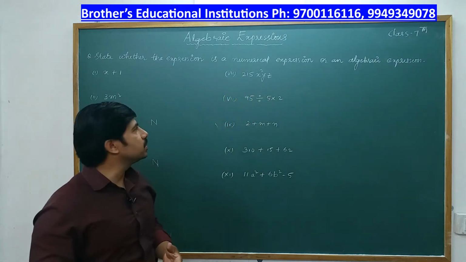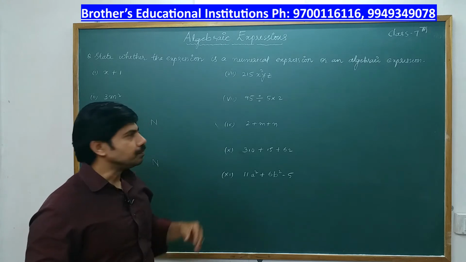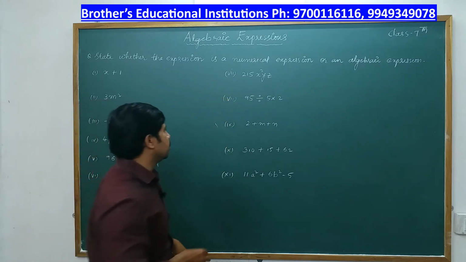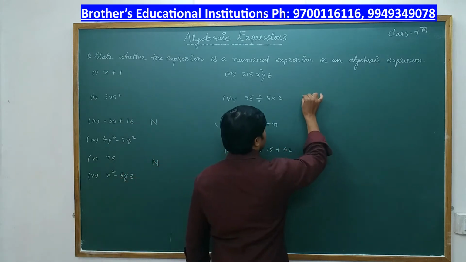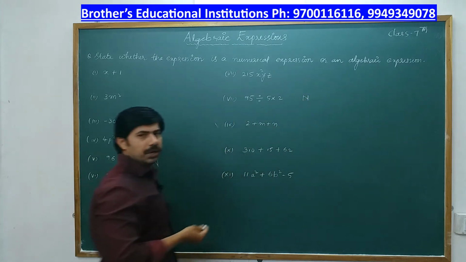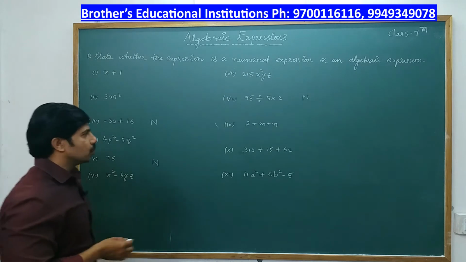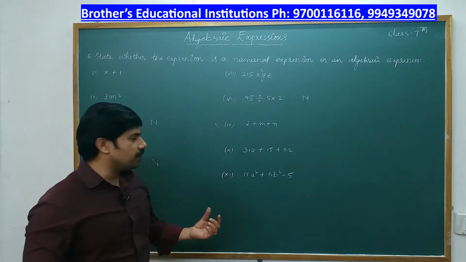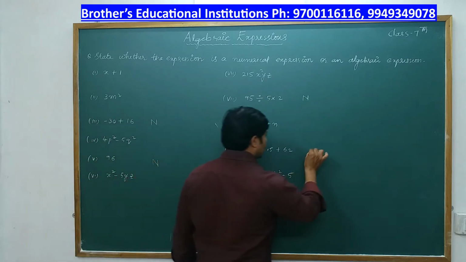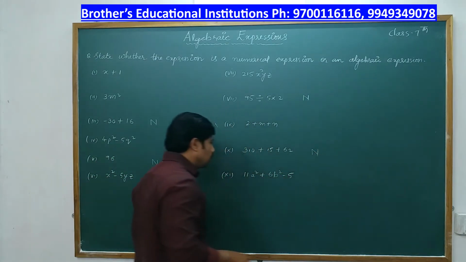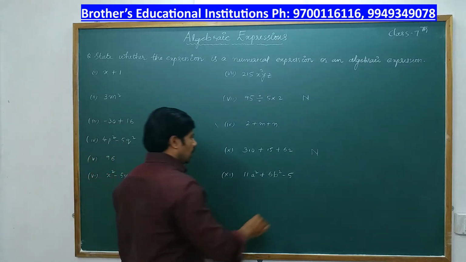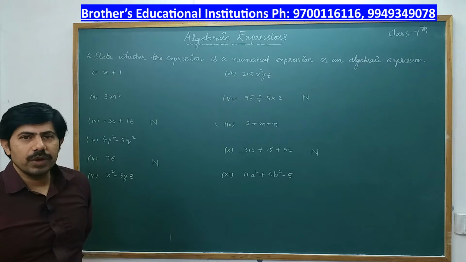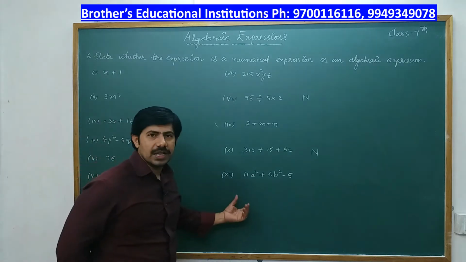So with variables we have a coefficient, it comes under algebraic expression. And 95 divided by 5 into 2, that is numerical, we don't have any variable in this. So 2 plus m plus n is an algebraic expression. 15 plus 62, we don't have any variable, so it is a numerical expression. And the last in this is 11a square plus 6b square minus 5, an algebraic expression.